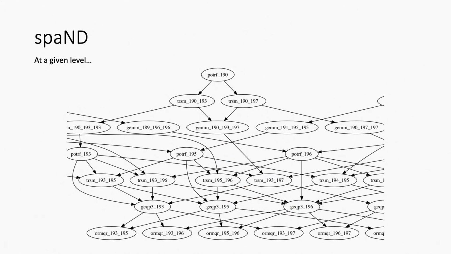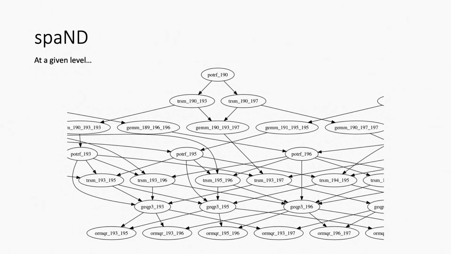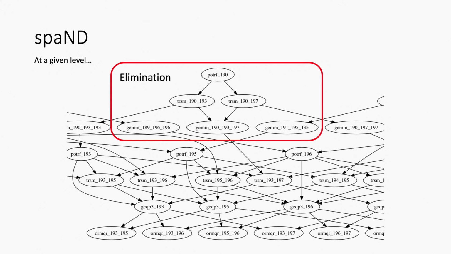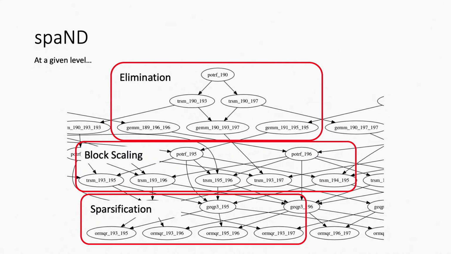And, well, that's mainly what it is. And then you just recurse at the next level. So this was at a given level, then you go to the next level. And if you try to plot it, the graph looks like this. You have a bunch of eliminations, which trigger each other. Once those are done, you start doing a bunch of scalings, like block scalings in your matrix. And finally, when those are done, you end up doing a bunch of sparsifications, which are by far the most expensive thing to do.